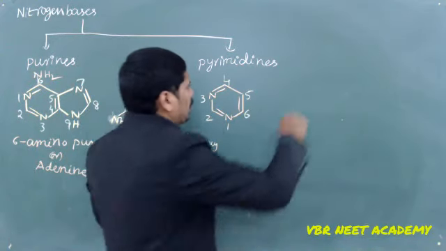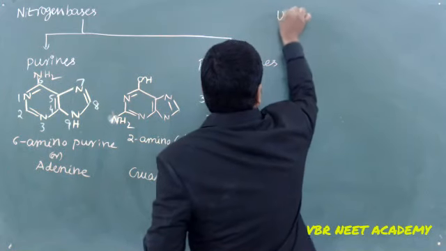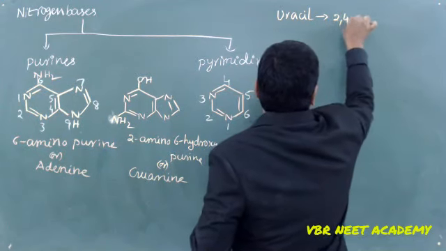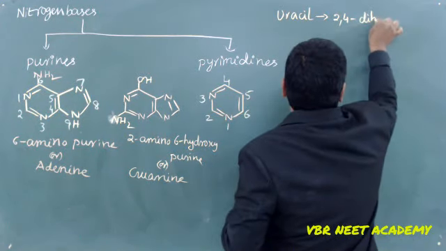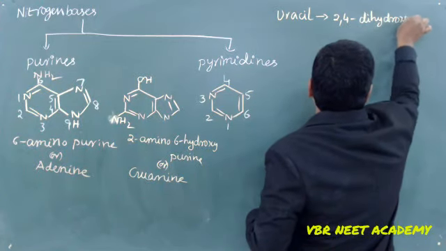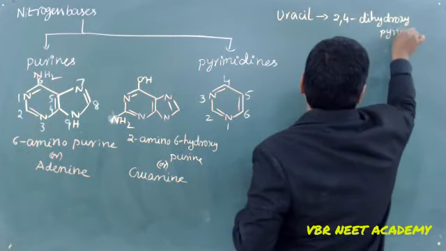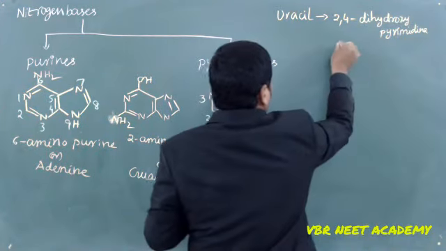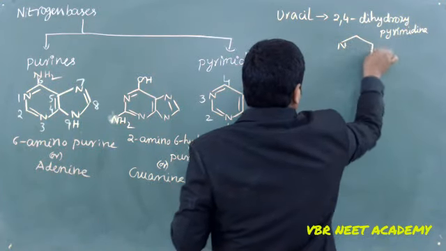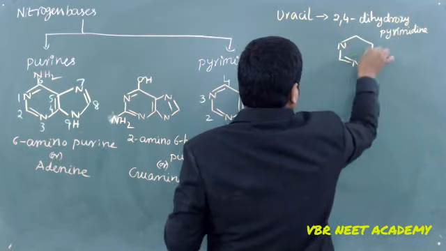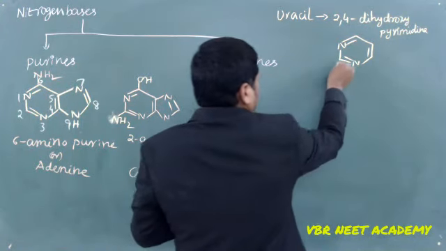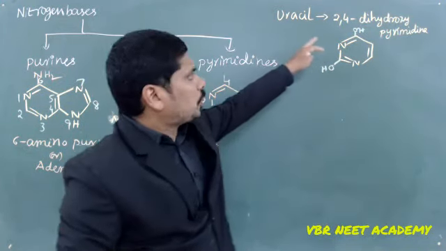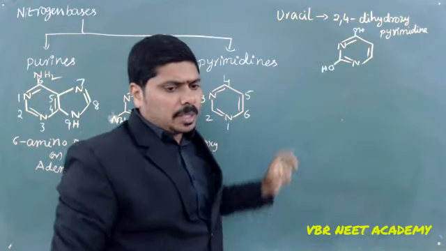Now the first one is uracil, which is 2,4-dihydroxy pyrimidine. What is it? 2,4-dihydroxy pyrimidine. Now this is the second position, this is the fourth position. So 2,4-dihydroxy pyrimidine is nothing but uracil.